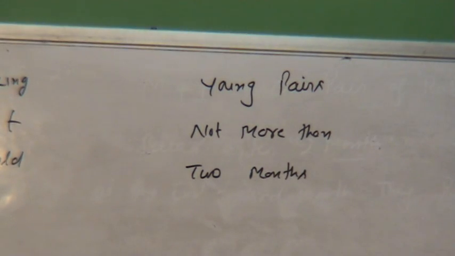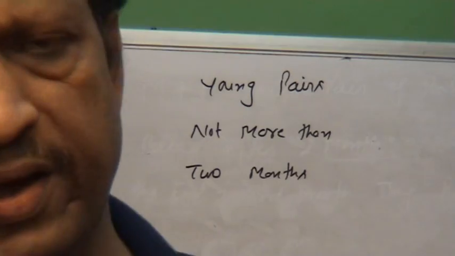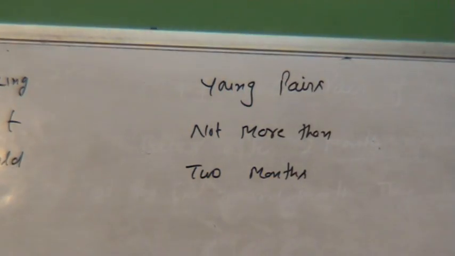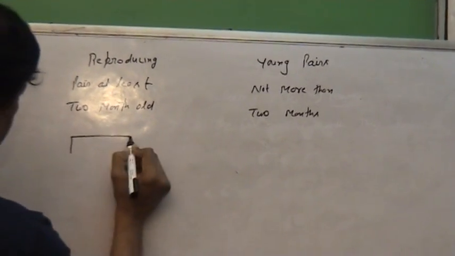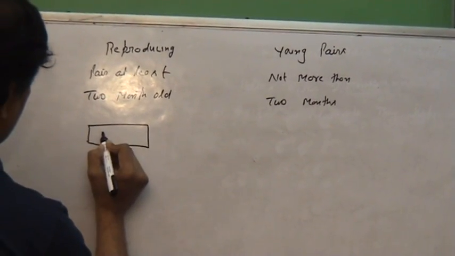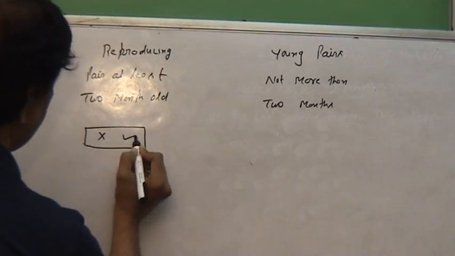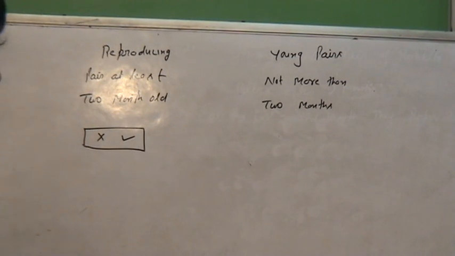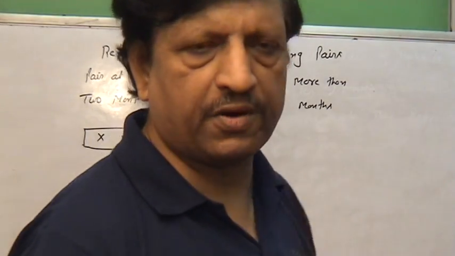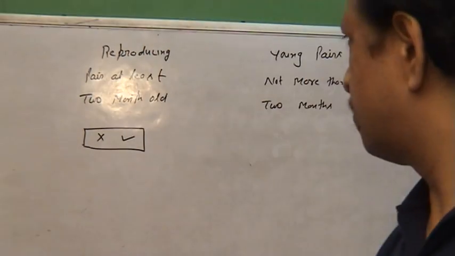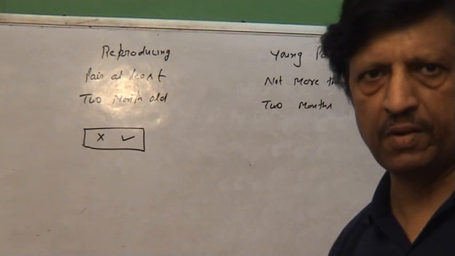Young pairs not more than 2 months. Now, again I repeat the conditions. We will start in the first month. Say it is a single pair of the rabbits, one male and one female. It is on a lone island. Conditions are they will reproduce. They will start breeding after 2 months and they will reproduce at the end of the third month.